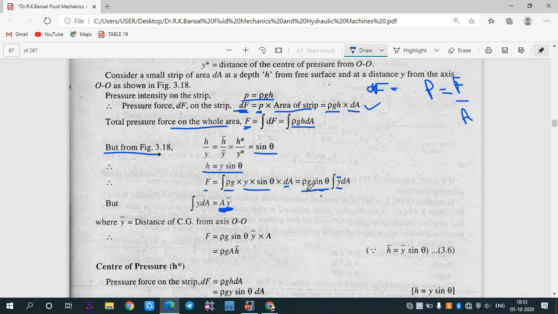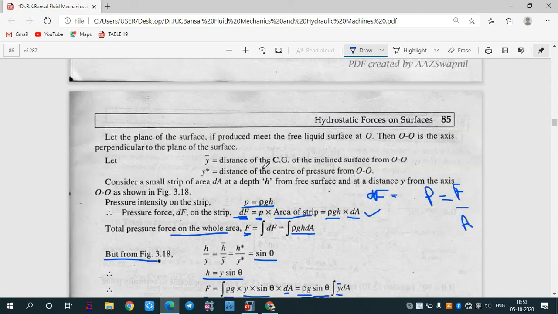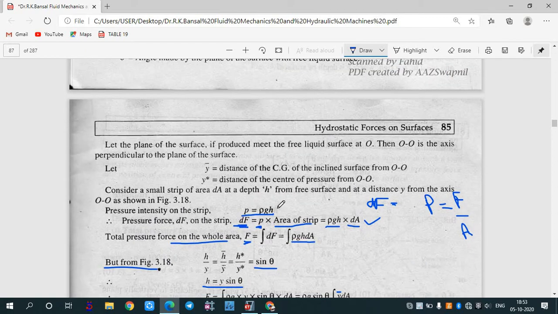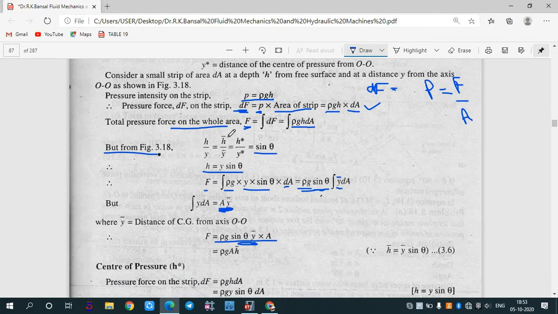First we will write what are the values we are left. Now rho g sine theta, this gets converted into A into y bar. So this is the value, rho g sine theta y bar into A. Now we can convert this y bar sine theta. How? You will see over here. Again you can see h bar by y bar. Since we want the value of h bar, we will have to multiply sine theta with y bar. So sine theta y bar, we can replace it with h bar.